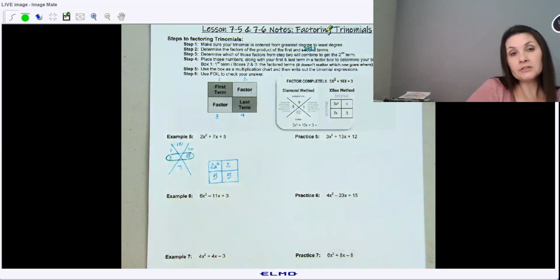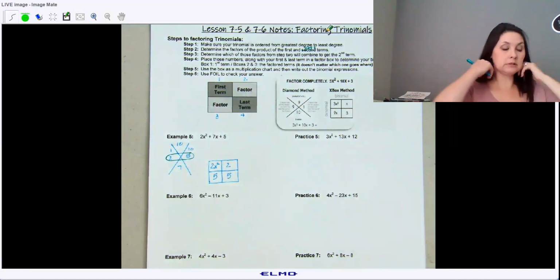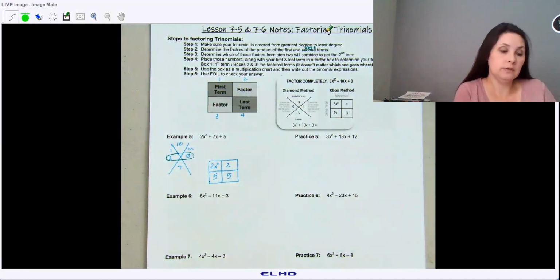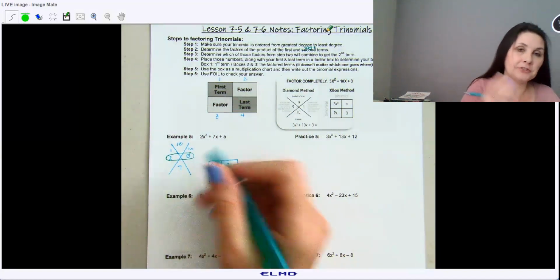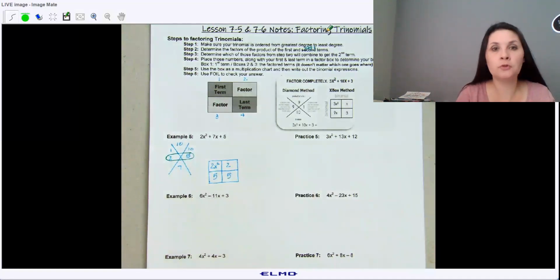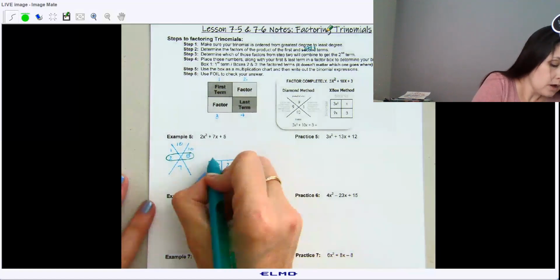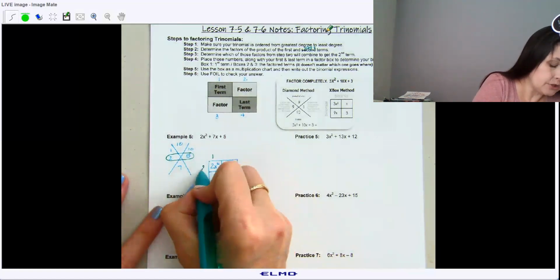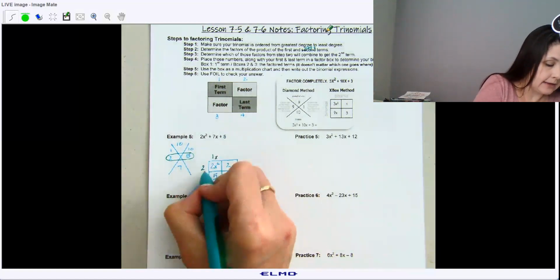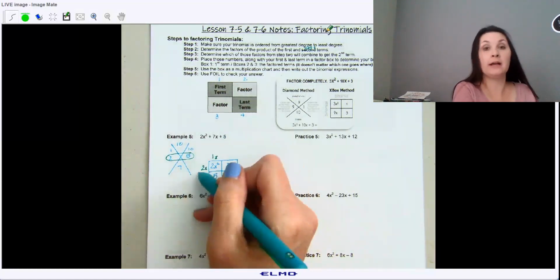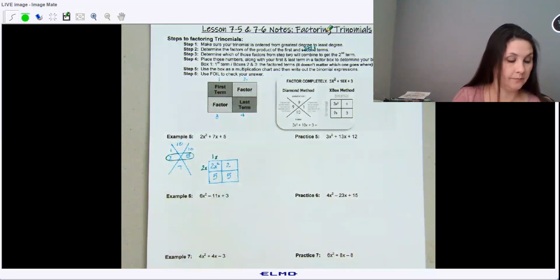Now, once you've placed your numbers in the box, you are using the box as a multiplication table, okay? So if I need to find 2 factors of 2, well, the only 2 factors of 2, because it is a prime number, are 1 and 2. So I have 1 times 2. Now, because this is an x squared, I'm going to have an x and an x here. So 1x times 2x gives me 2x squared.